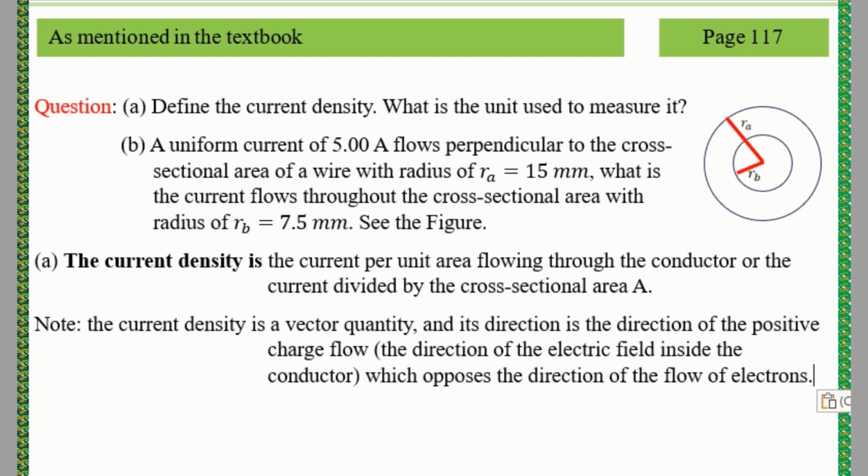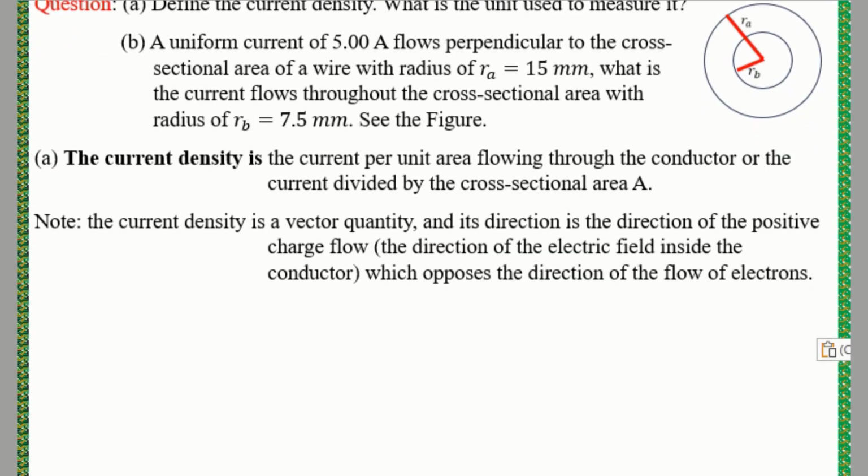The current density is the current per unit area flowing through the conductor, or the current divided by the cross-sectional area A. You should note that the current density is a vector quantity. It is a vector, it is not a scalar. The current is a scalar, but the current density is a vector, and its direction is the direction of the positive charge flow, which is with the electric field, and opposite to the direction of the electrons flowing.